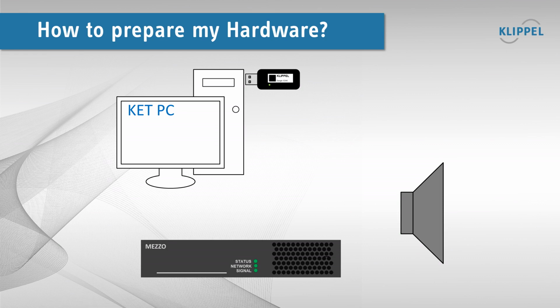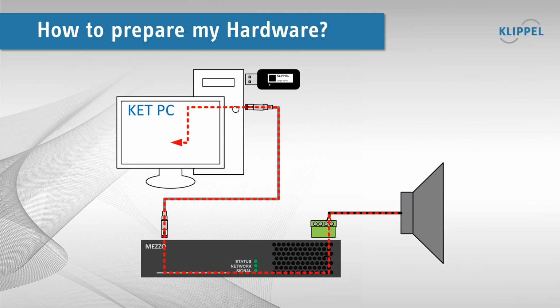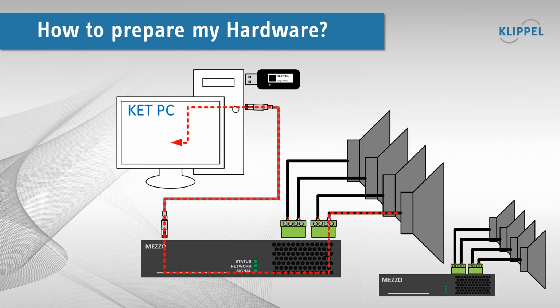The communication between PC and Mezzo uses the Dante network protocol. After connecting the PC with the Mezzo amplifier, the Klippel dongle with the PC and the loudspeaker with the amplifier, everything is ready for the first measurement. We can simply scale this up by adding more loudspeakers and amplifiers.